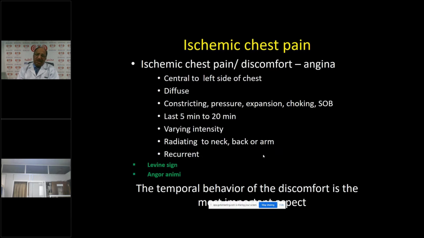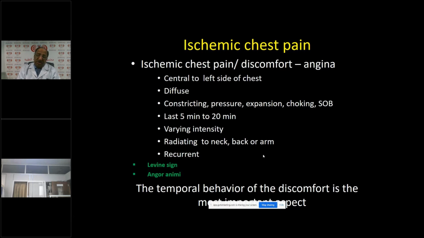Now, classical ischemic chest pain or angina is central. That is very important. It's usually or most often it is central. Sometimes it will spread to the left side, very rarely right side. It is diffuse, constricting or pressure or expansion, or even not mentioned as a pain. It may be just mentioned as a choking or a shortness of breath. Usually lasts for only 5 minutes, 20 minutes, or even less than that. Varying intensity. Radiation need not be there. It's not a very important finding, but if it is there, it is useful.